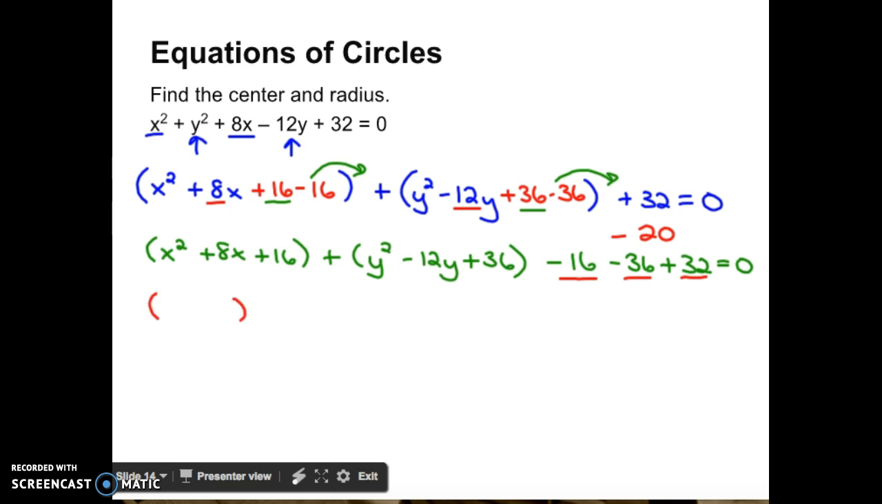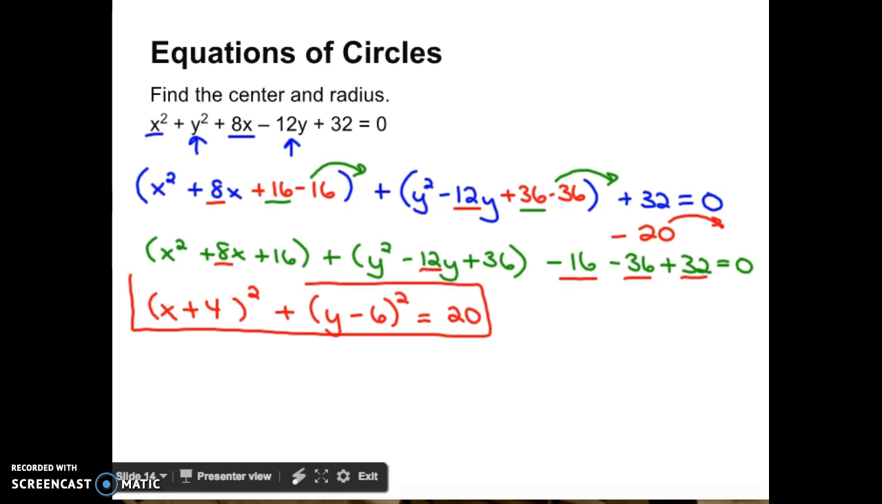Okay, I'll go ahead and write this as something squared then. So remember, you just take half of that middle number. So that part's done. Okay, this one, half of my middle number, half of negative 12 is negative 6. Okay, so that one's done. And then this 20, if I move over to the other side, it would become positive 20. So that would be your equation in standard form.